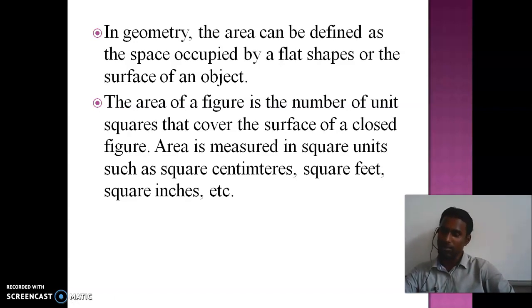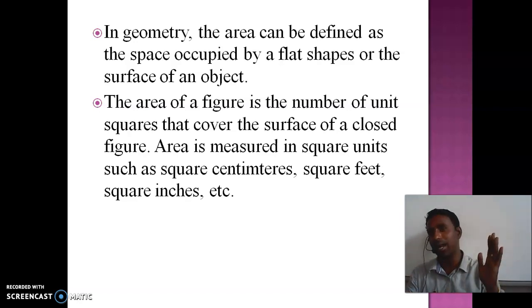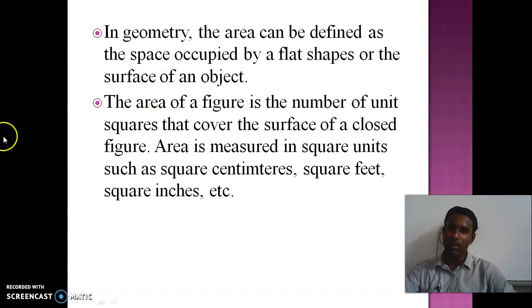Where, sir, will you see area? Any other? You like puppets, right? What kind of shape is it? We take it as a circular shape. While you are tapping the puppets, if you just touch with your hand, it is simply a flat surface, so that is also considered an area. The area of a figure is the number of unit squares that cover the surface of the closed figure.